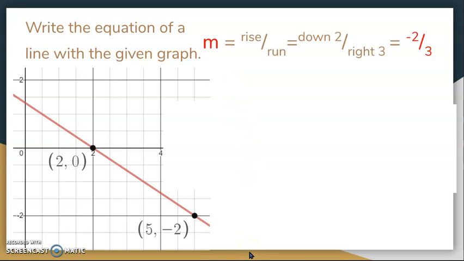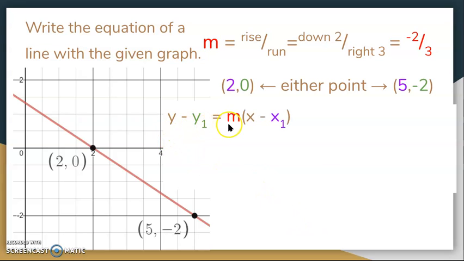First, I find my slope, of course. As before, rise over run, I'm going down 2 units and over to the right 3. So my slope is -2/3. But which point should I use? Well, the answer is you can use either point. Either point will work. Let's go through each of them.